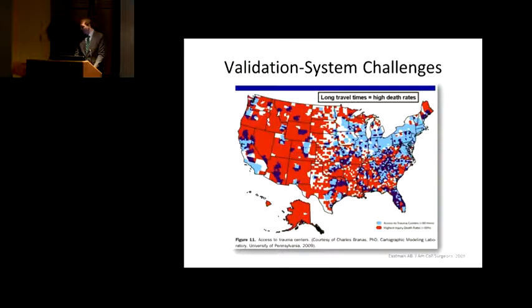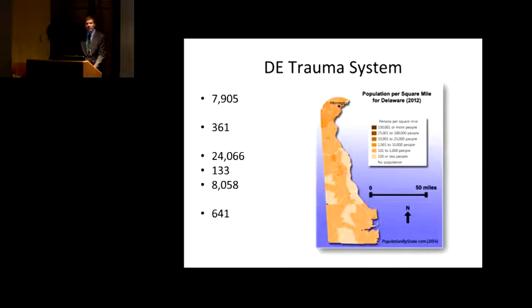This is again echoed in other studies, which showed that as you extend drive times for rural residents, the increase in mortality is 21%. I'm going to switch gears now to our trauma system in Delaware itself. We have a very unique system. It's something that's to be marveled at for the efficiency with which it's been developed. A couple numbers for you.